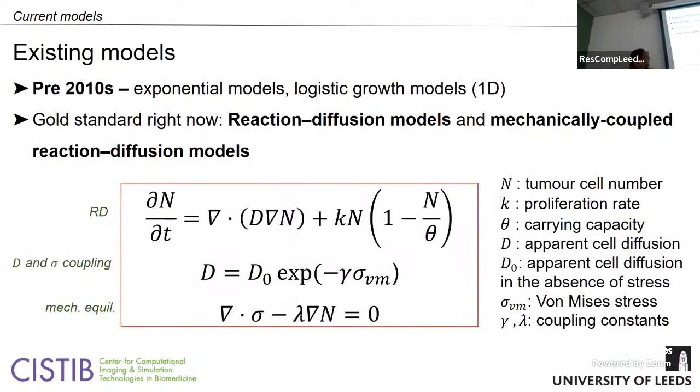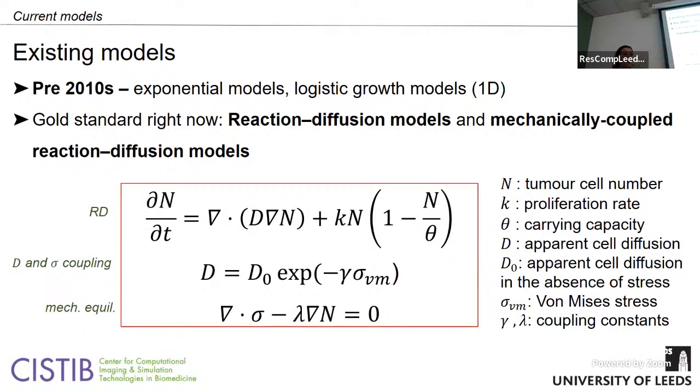Other models that already do this, about 20 years ago, used exponential models or logistic growth models, which worked quite well, but they were only one-dimensional, so they only modeled the growth in time. They couldn't take into account spatial effects. Reaction diffusion models are what's most used nowadays, and the state of the art is a mechanically coupled reaction diffusion model. So the first equation here is the reaction diffusion equation. It describes the evolution of tumor cells in time with a diffusion component, which is the first on the left-hand side, and then a proliferation component.